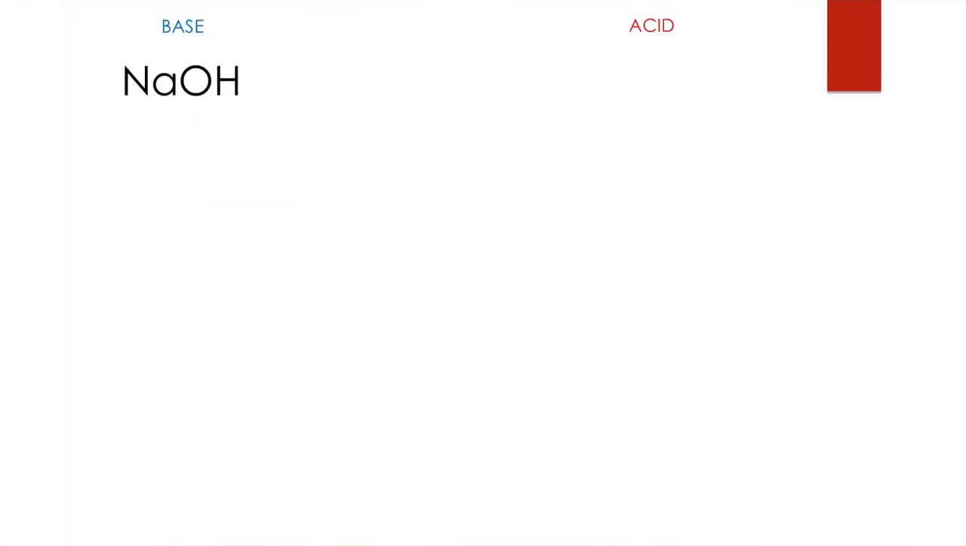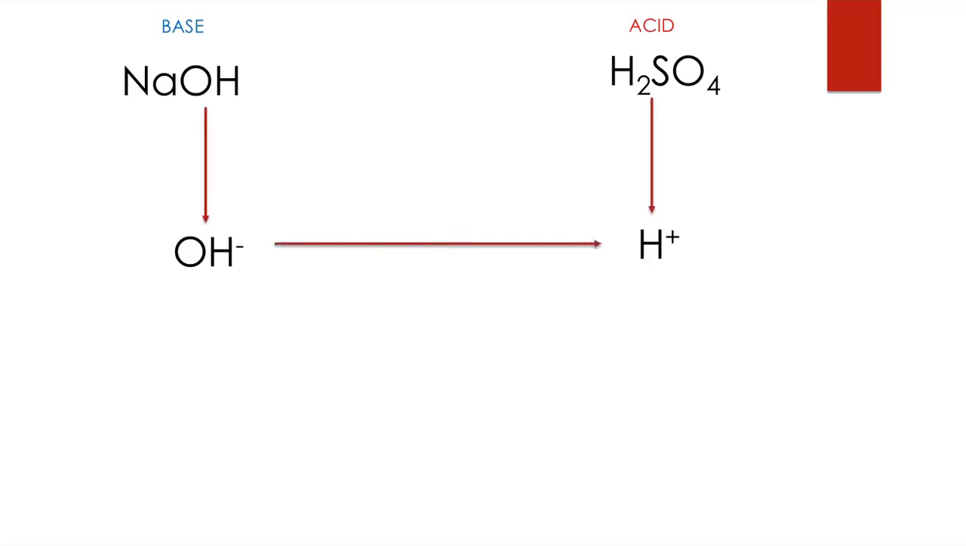Let's look at the example. We have a base NaOH and we have an acid H2SO4. What is going to happen when they both are allowed to react? We know that NaOH produces OH ions because it's a base, and base has OH ions which are called hydroxyl ions. And acid has hydrogen ions, so H2SO4 will produce hydrogen ions. When OH ions and hydrogen ions react, they form water. Okay, what is left behind? The left behind is the cation from the base, which is sodium.